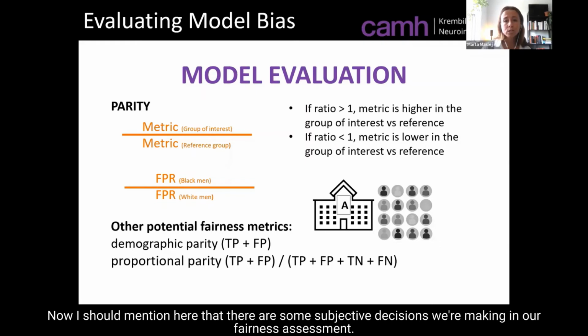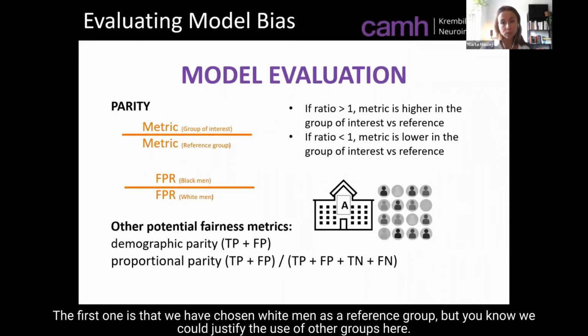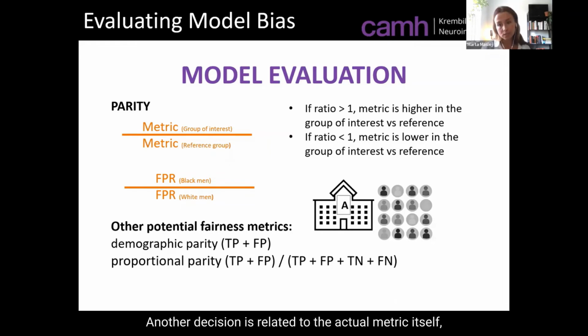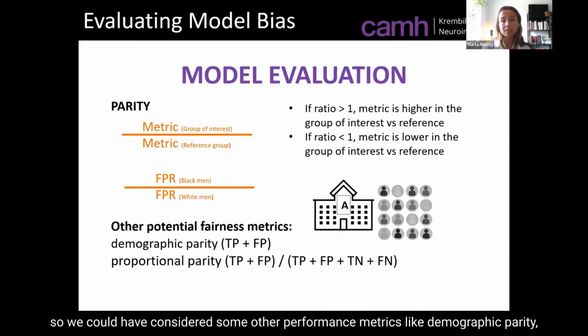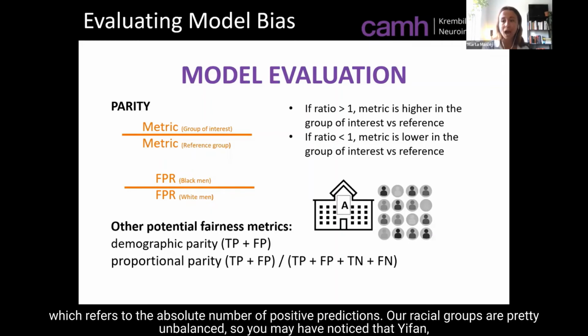Now, I should mention here that there are some subjective decisions we're making in our fairness assessment. So the first one is that we have chosen white men as our reference group, but we could justify the use of other groups here. Another decision is related to the actual metric itself. So we could have considered some other performance metrics like demographic parity, which refers to the absolute number of positive predictions.